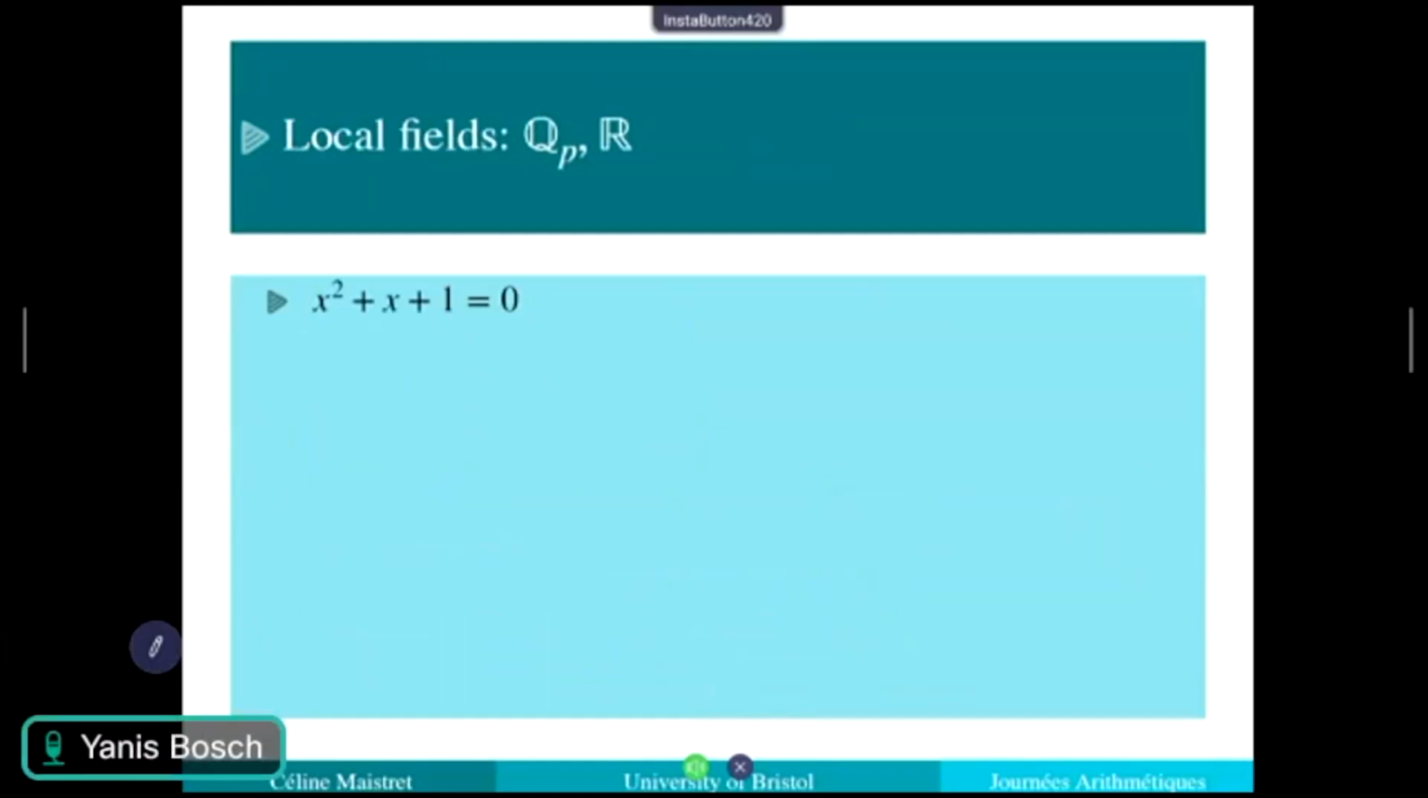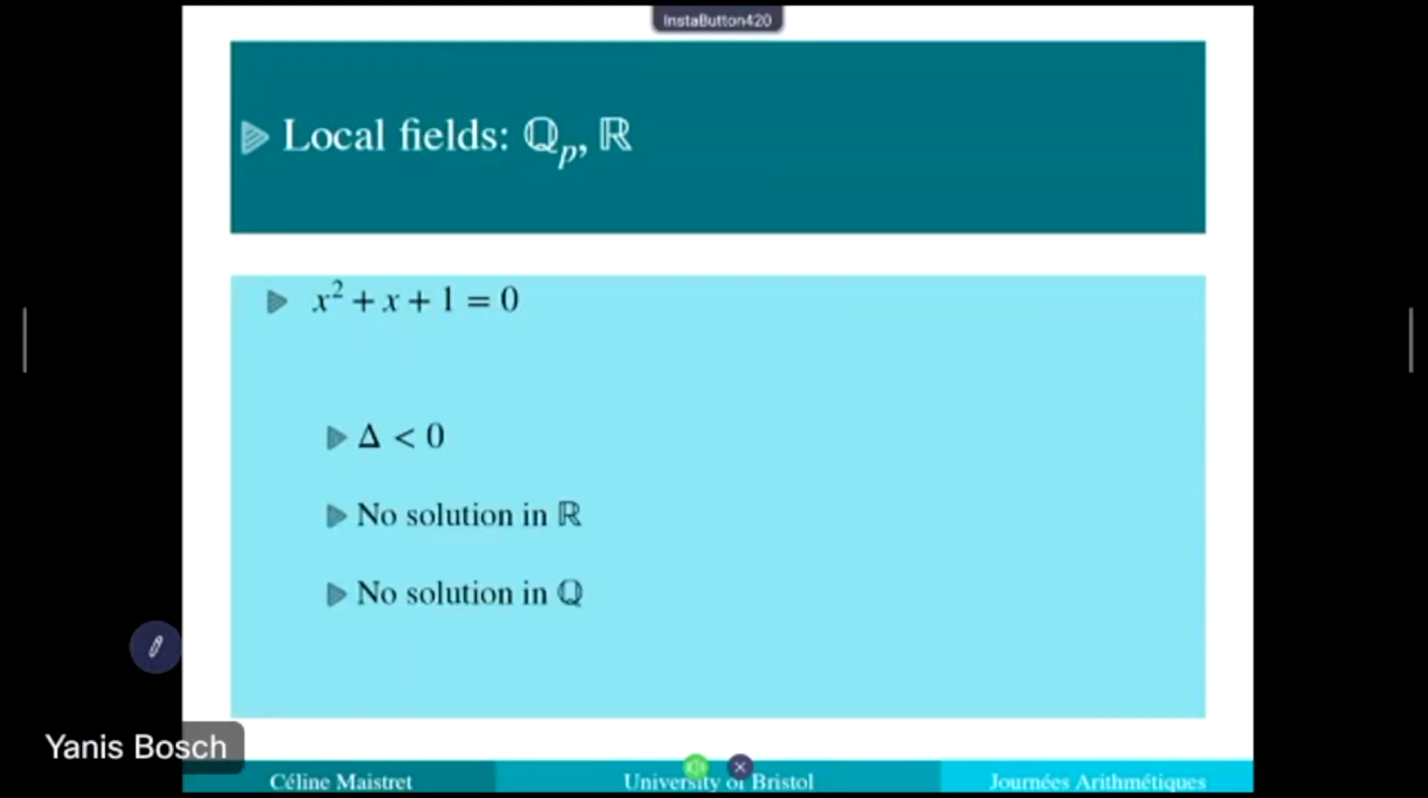So here is an example. If I give you this equation, and I want to know if there is a rational solution to that, then you may have 2 reflexes. The first thing you may do, and probably you will do, is to compute the discriminant of that quadratic equation, and then you'll find that it's negative, which means that it doesn't have a solution over R. And because Q sits in R, you also know that there is no solution over Q.